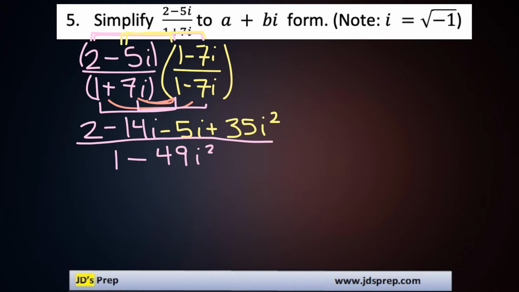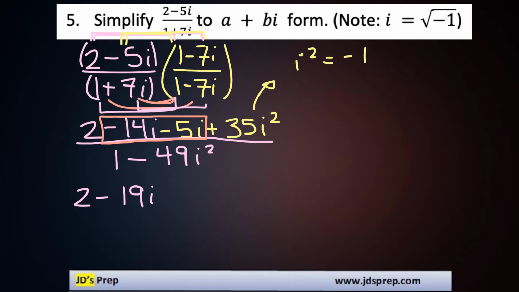Great. Now we continue simplifying this by combining some like terms. In our numerator here, we've got a negative 14i minus 5i. Combining those together, we would get negative 19i. And then over here, we've got this 35i squared. Remember that i squared is the same thing as negative 1. So 35 times negative 1 is just equal to negative 35. So we're going to be subtracting 35 there.